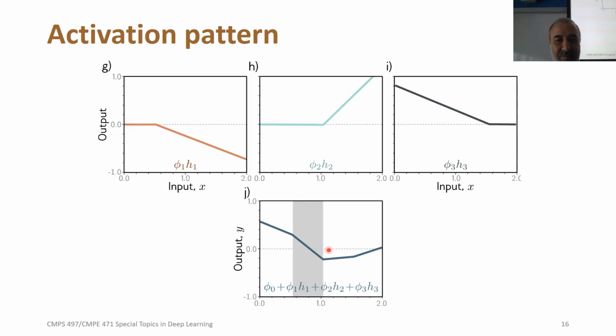How about the next one? What do you think? What is the activation pattern here? Which hidden units are active? All of them, and none are inactive. How about the last one? H1 is active, H2 is active, H3 is inactive.